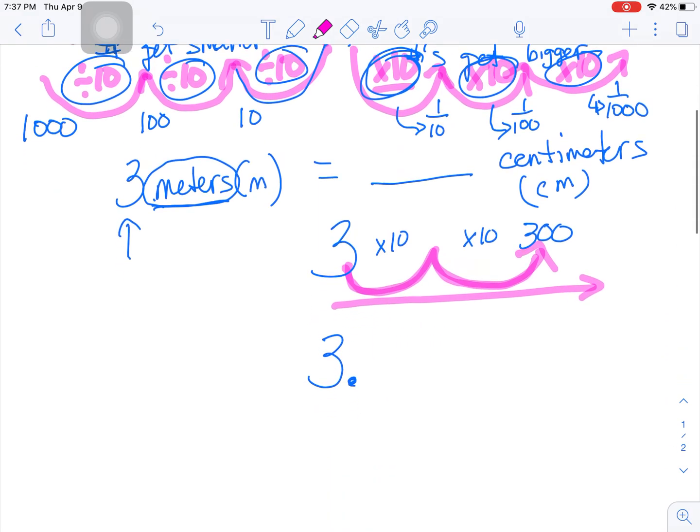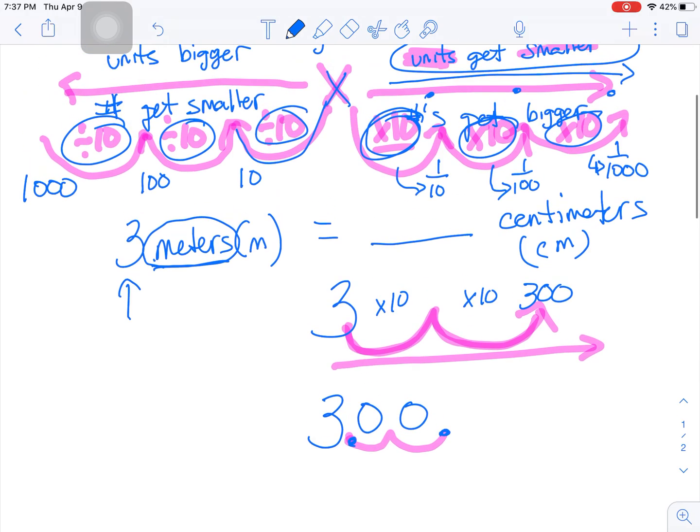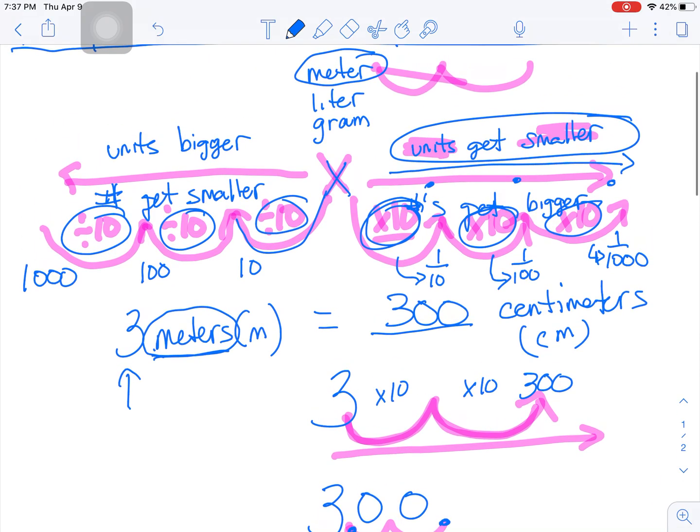Centimeter was 2 hops. So now I go to my number and I start here and I'm going to go 2 hops. We all know that my decimal point is now at the end and I fill in with zeros. Same answer of 300, okay? I'm going to erase some things and we're going to do a little bit more.